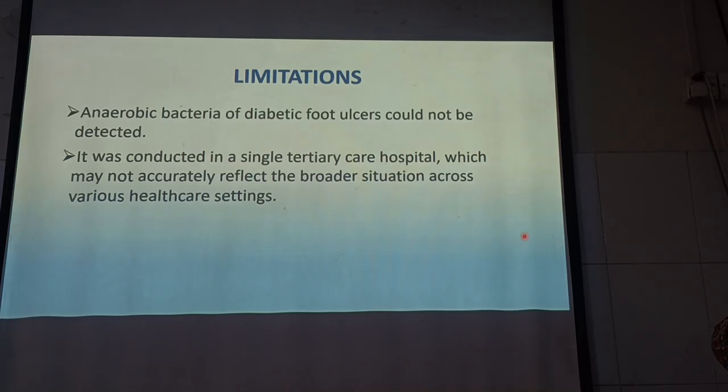Limitations of this study: anaerobic bacteria of diabetic foot ulcers could not be detected. It was conducted in a single tertiary care hospital, which may not accurately reflect the broader situation across various healthcare settings.